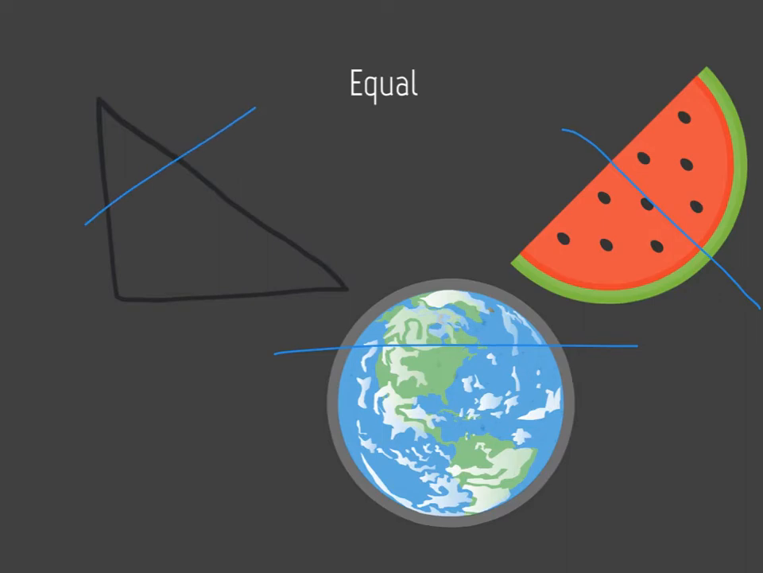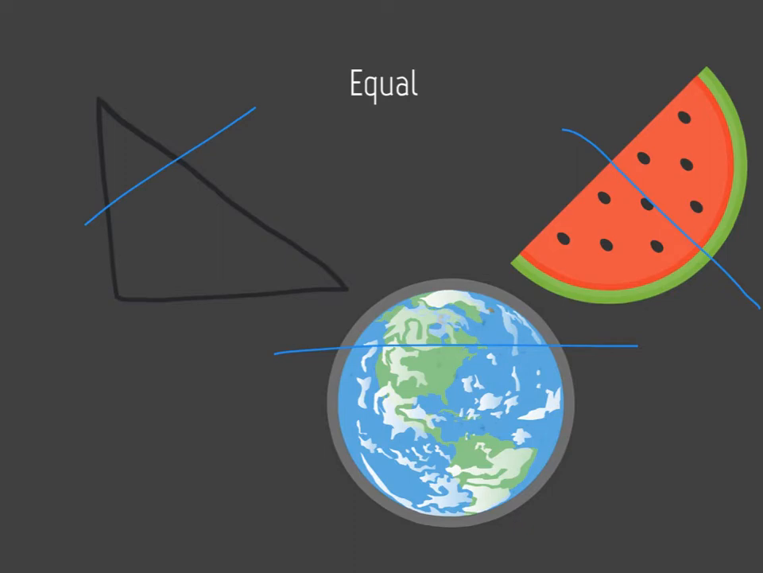And now let's look at them. The triangle. Here is one piece and here is the other. This triangle has not been cut into equal pieces because the two pieces are not the same size. So whoever got this part of the triangle would be getting way more than the person who got this part of the triangle.